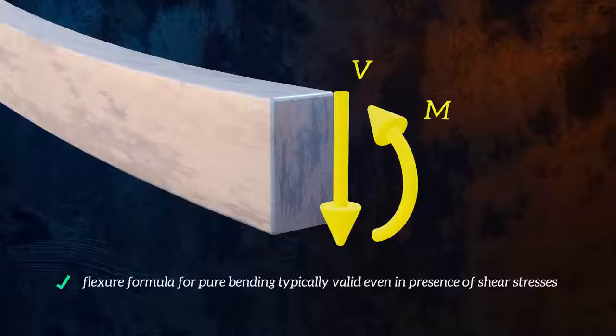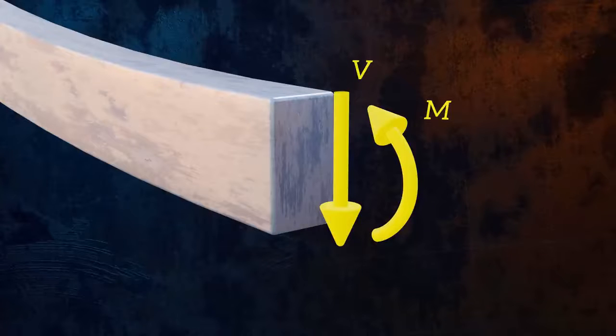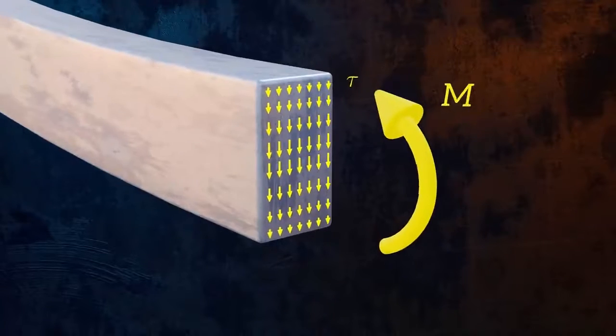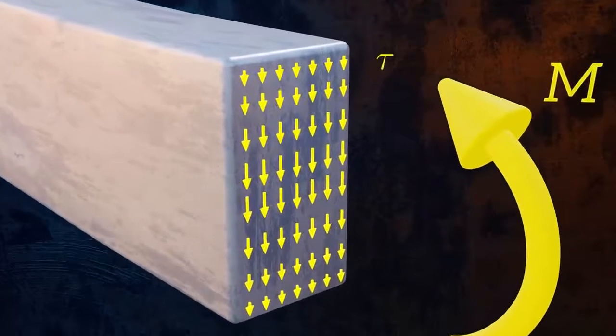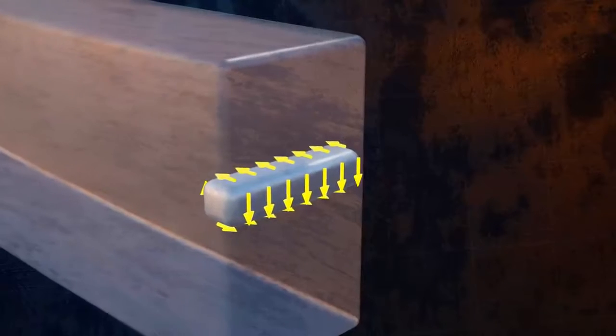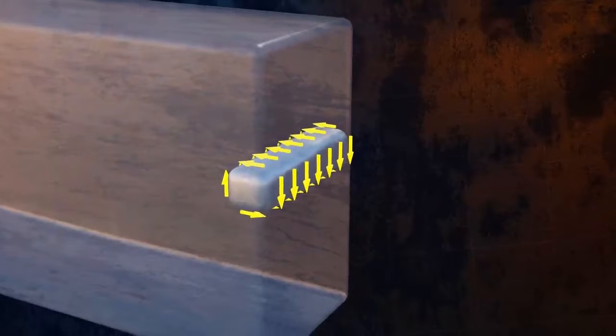The shear force V is the resultant of shear stresses, which act vertically, parallel to the cross-section. We denote the shear stresses using the Greek letter tau. To maintain equilibrium, these vertical shear stresses have complementary horizontal shear stresses, which act between horizontal layers of the beam.